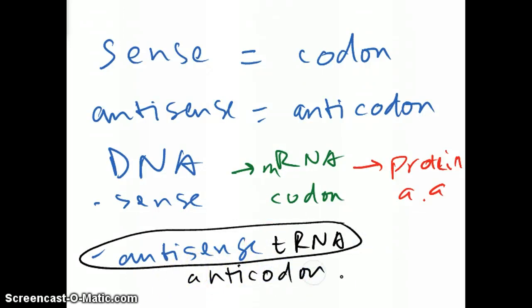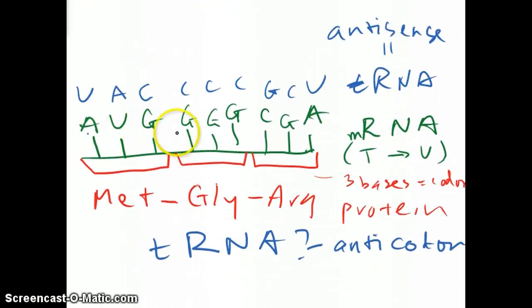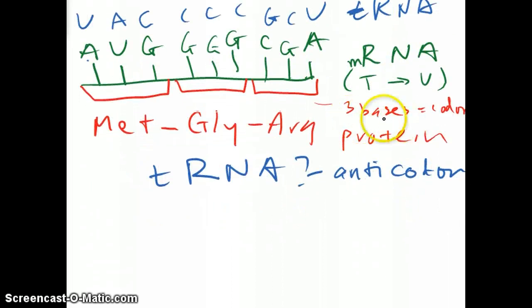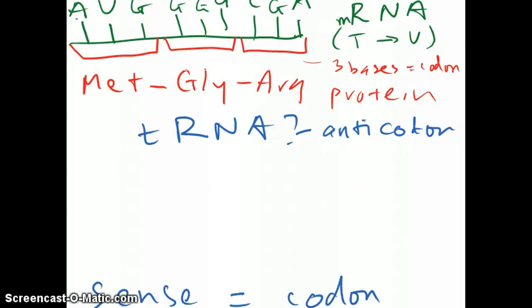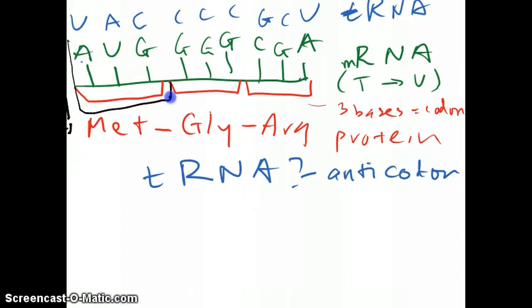So then the question is, what's the difference between sense and codon, and antisense and anticodon? Why don't we just say sense or antisense? Why do we bother with codon? Well, the technicality is that a codon is only three bases, and sense or antisense could be a long string. When you have this long string, that is called sense or antisense. When you have just three bases, like AUG, that's a codon.